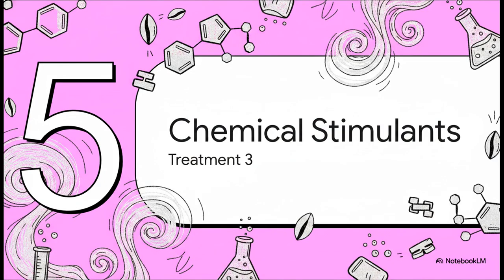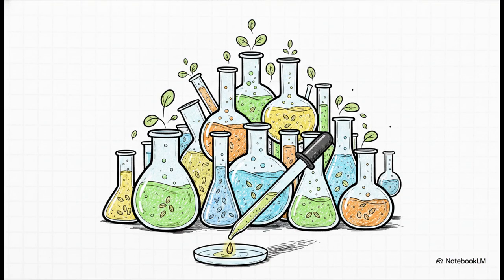Section 5, Treatment 3, Chemical Stimulants. So what do we do when physical attacks and fake winters still aren't enough? Well, we hack the seed's internal chemistry directly. Consider this your botanical cheat sheet. For gibberellic acid, we do a 24-hour soak at anywhere from 100 to 12,000 parts per million.